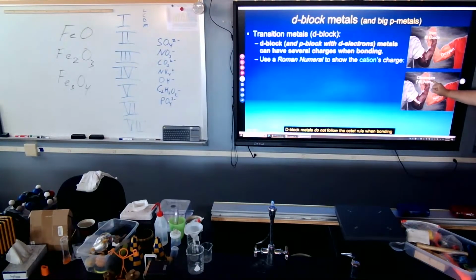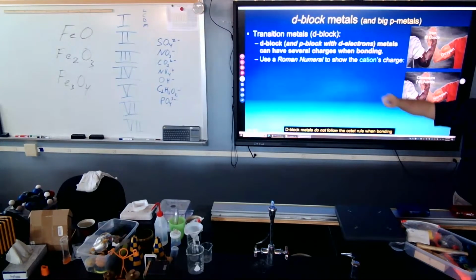Sometimes you'll see the Roman numeral in parentheses. Don't use parentheses, because a 1 in parentheses looks a lot like a 3. I wish people would stop doing that, but you still see it every now and then. Anyway, iron 3 oxide means you're dealing with an iron that has a 3 charge and an oxygen that has a 2 charge. Which of those 3 is iron 3 oxide?